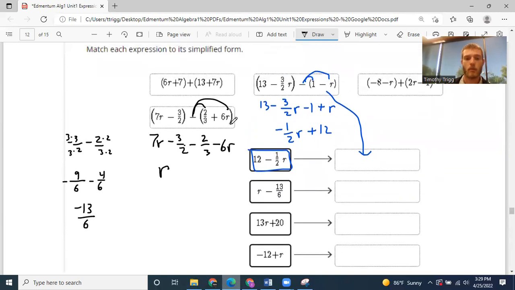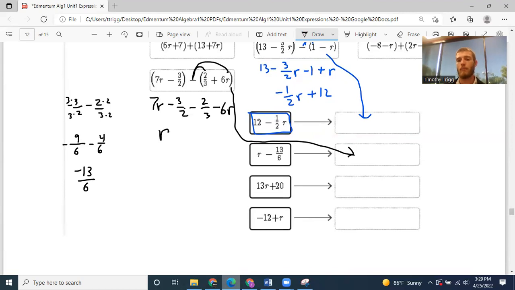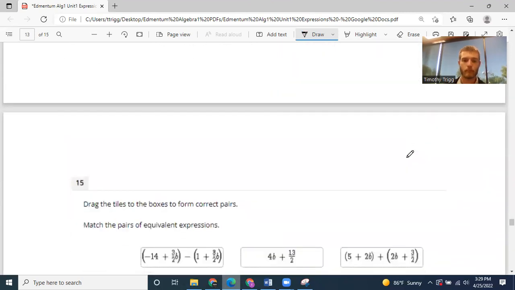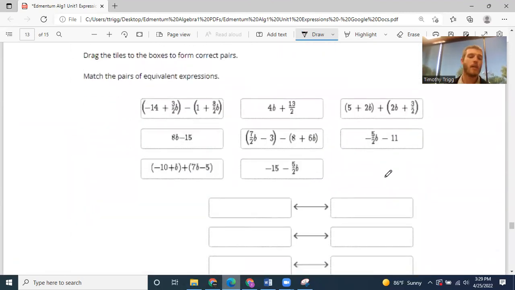So this one goes here. Okay. Try to figure out the other two on your own and where they would go. This one I'm going to do similarly, where I'm going to do a couple of them with you, and then you have to do the rest on your own.